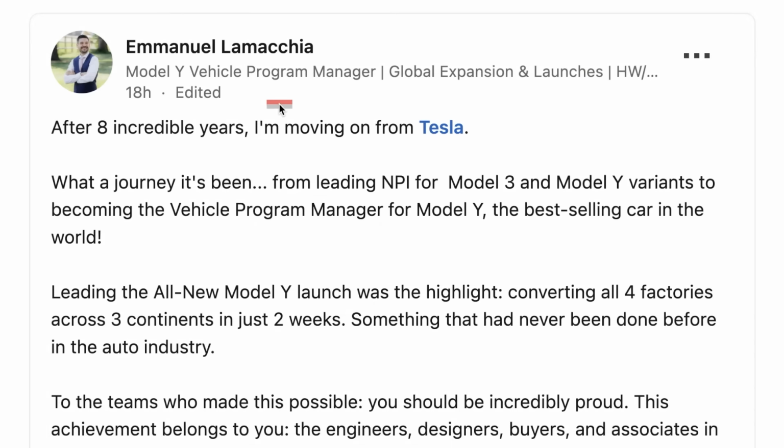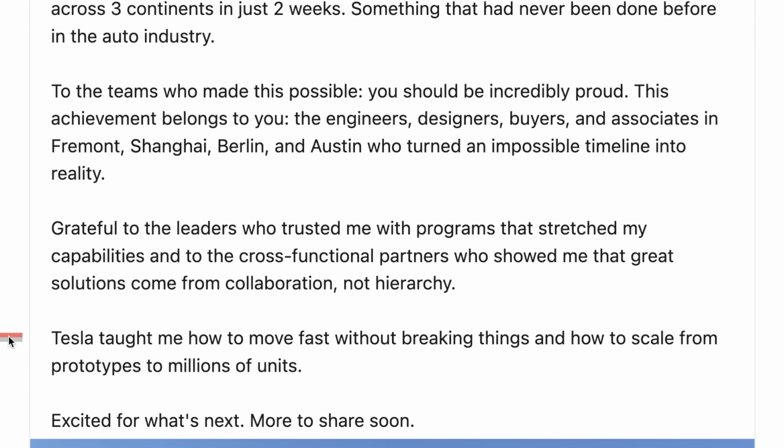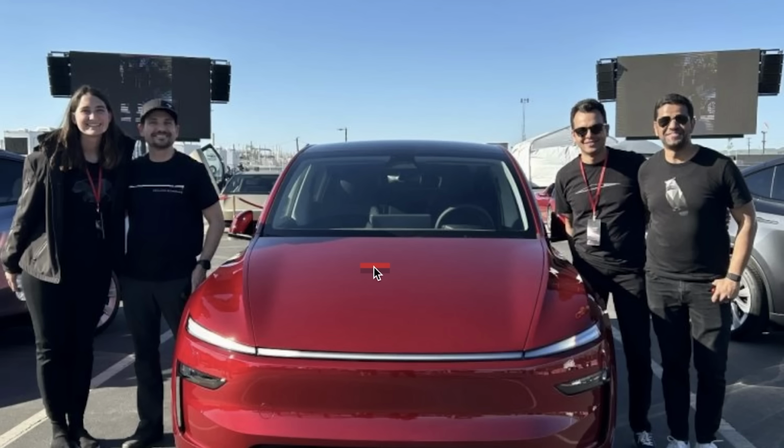Emmanuel Lamachia, the Model Y program manager, is leaving Tesla after 8 years. He said leading the all-new Model Y launch was the highlight, converting all 4 factories across 3 continents in just 2 weeks, something that had never been done in the auto industry. "Tesla taught me how to move fast without breaking things and how to scale from prototypes to millions of units. Excited for what's next, more to share soon." So Emmanuel will forever be etched in history as he played a big role in making the Model Y the best-selling car on Earth, a fully electric vehicle.